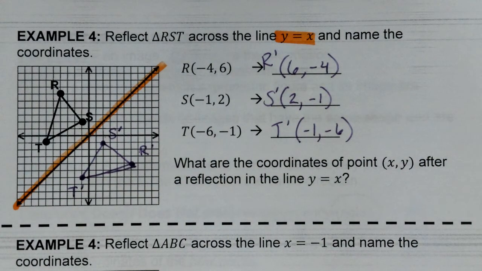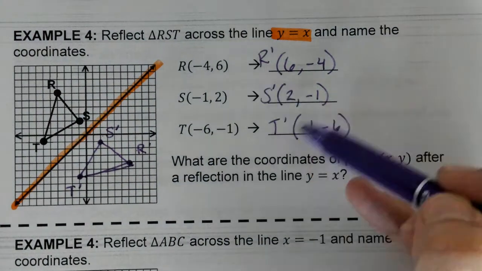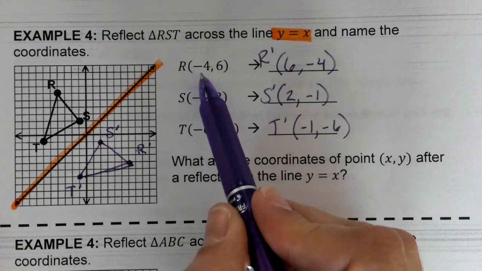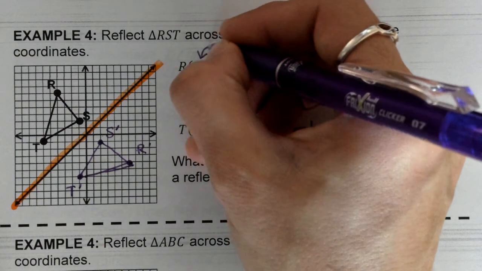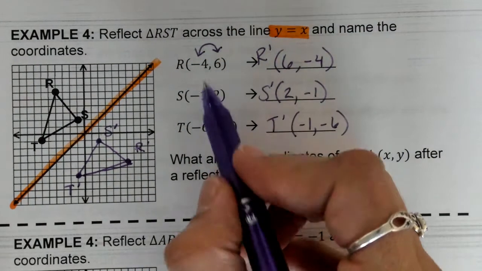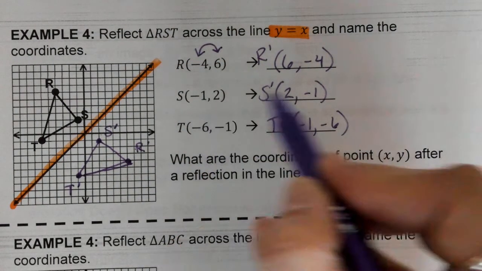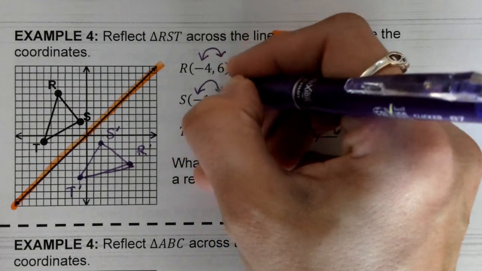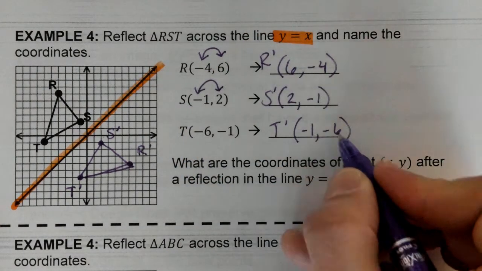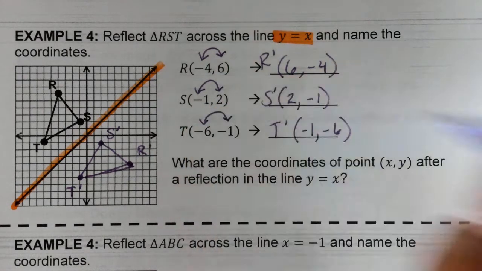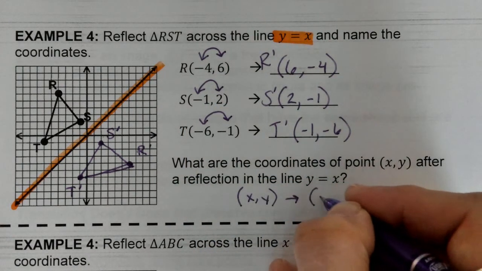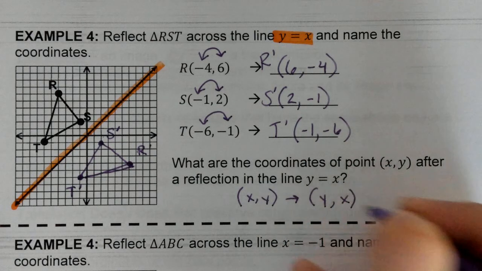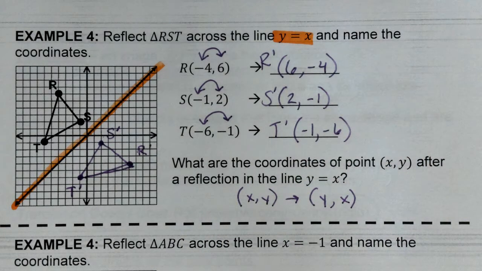Okay? Congruent, rigid. Now, what do we notice with our coordinates here? What happened between negative 4, 6, and 6, negative 4? Oh my gosh, all we did was switch the two coordinates around. Look at this. Negative 1, 2, 2, negative 1. All we did was switch them. Negative 6, negative 1, negative 1, negative 6. Switched. So your rule here is going to be your x, y coordinates. All you're doing is you're switching them to y, x. Take them, switch them around. That's all you have to do for that.